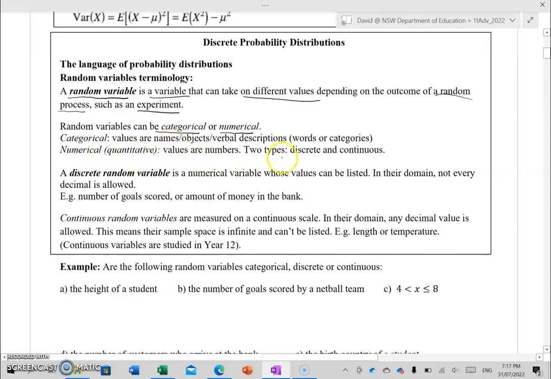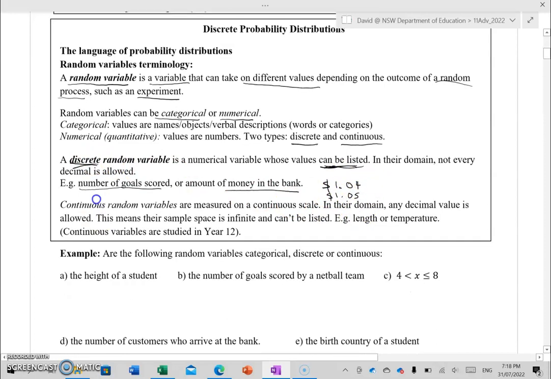There are two types of numerical: discrete and continuous. A discrete random variable is a numerical variable whose values can be listed. It's not continuous. In the domain, not every decimal is allowed. Some examples would be number of goals scored or amount of money in the bank, because money you can only put to the nearest cent. So for discrete random variables, not every decimal will be allowed.